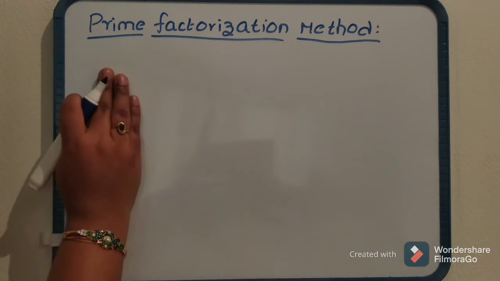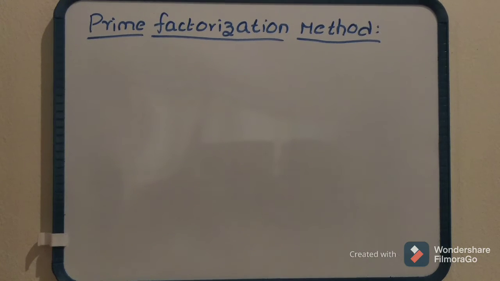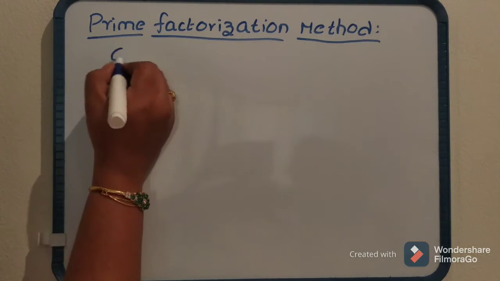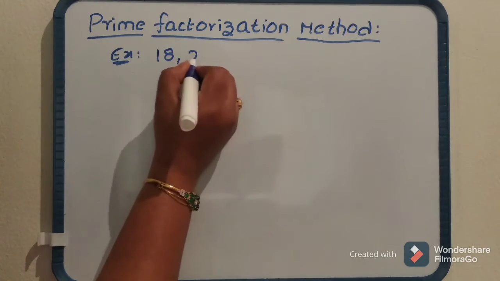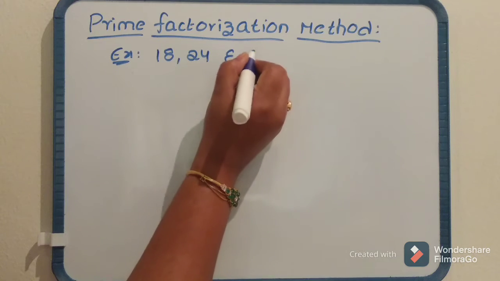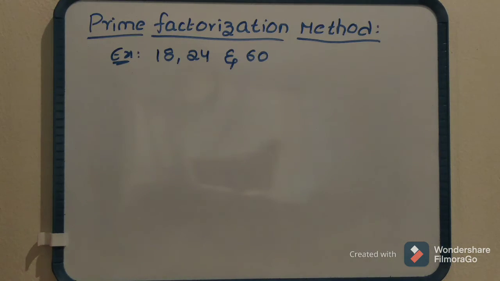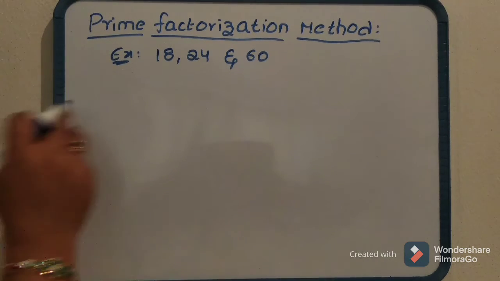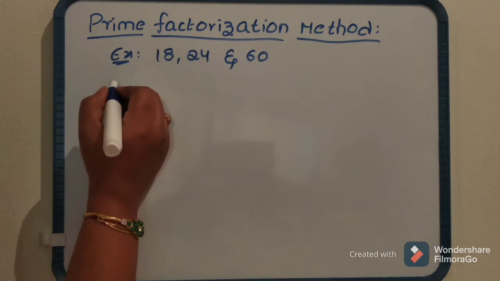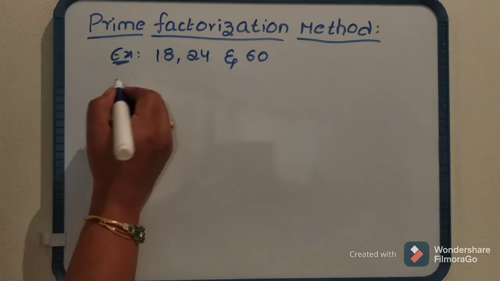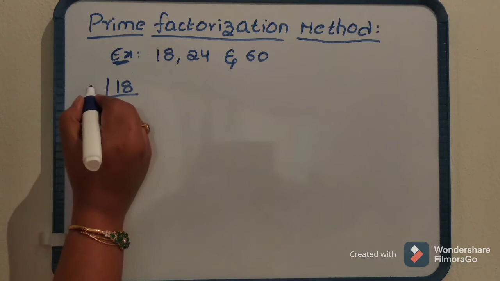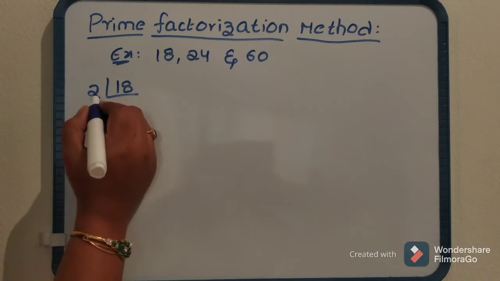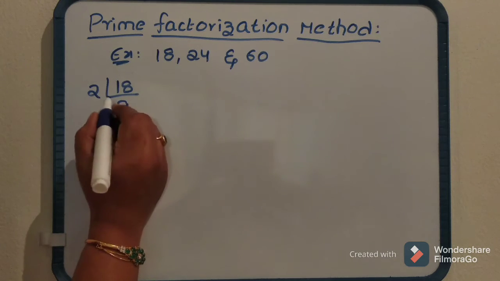HCF by prime factorization method. Example: 18, 24 and 60. To find the HCF of 18, 24 and 60. Here, prime factorization of 18 can be done by using division method. So, we need to divide 18 by smallest prime number, that is 2.